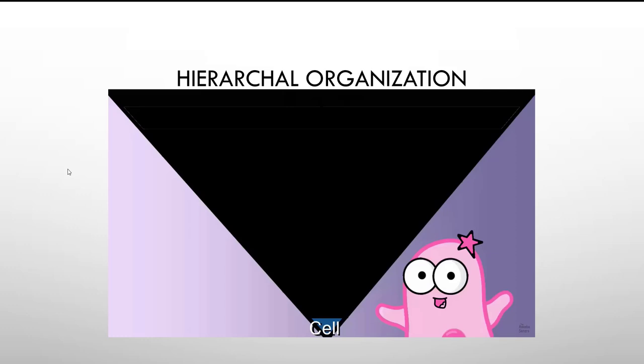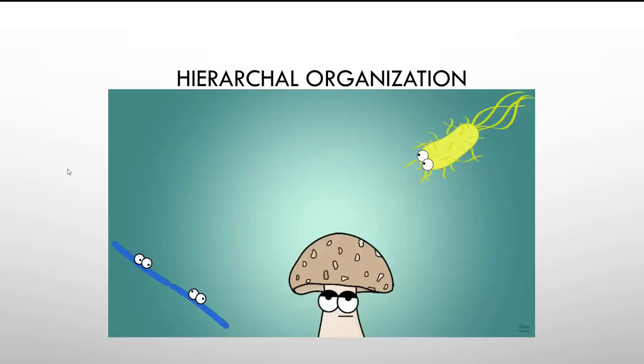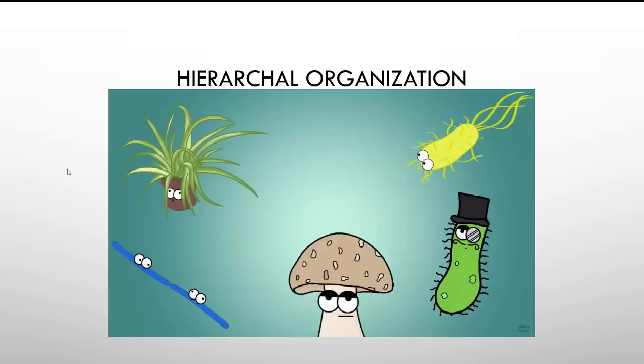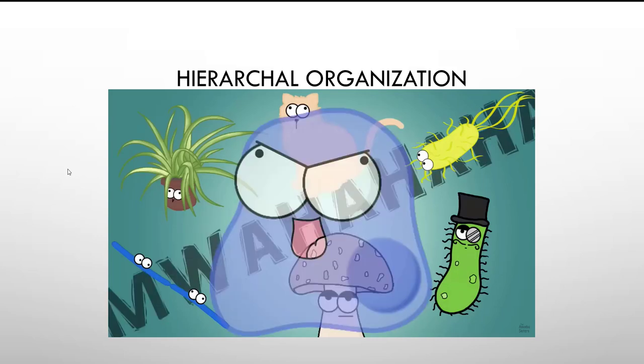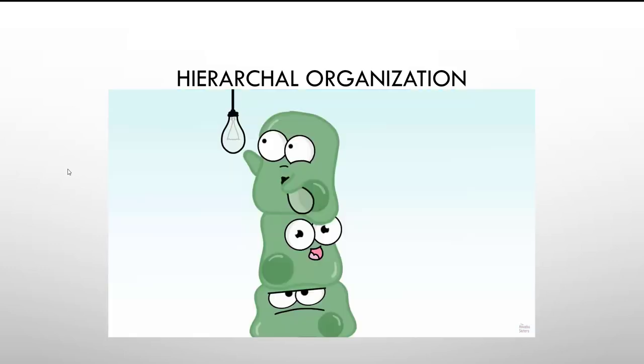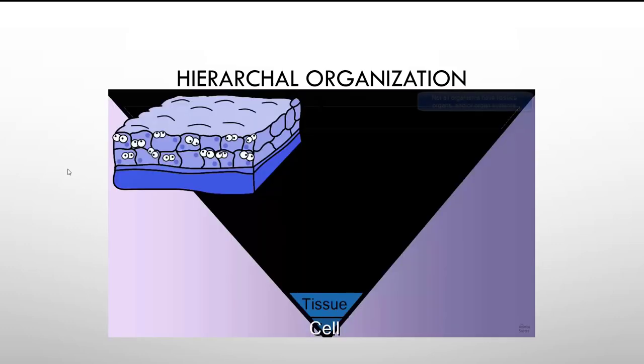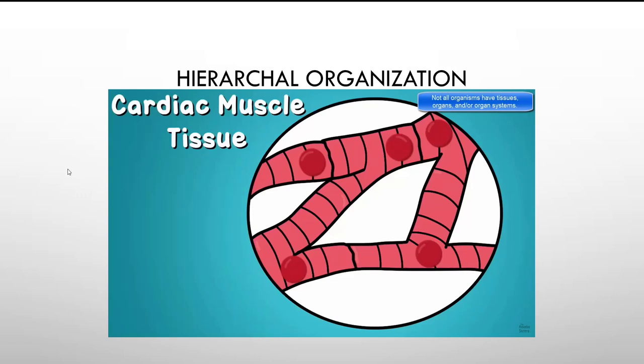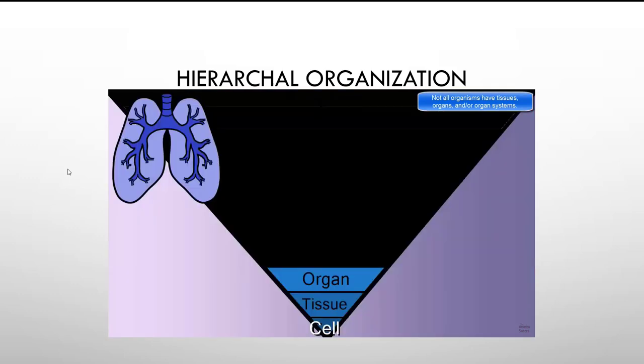It doesn't matter whether you're talking about bacteria, archaea, fungi, protists, plants, or animals. If you're talking about something alive, you're talking about something made up of one or more cells. Now, when you have a lot of cells that are working together for a combined function, you end up with the next level, tissues. An example of tissue includes cardiac muscle tissue, which would be made up of many cardiac muscle cells. Tissues make up organs, which is our third level.